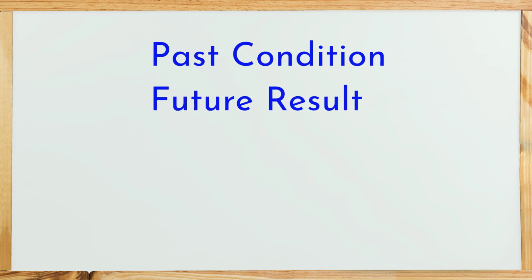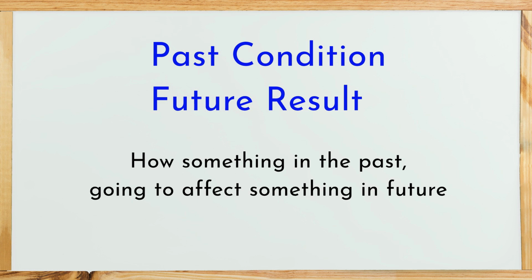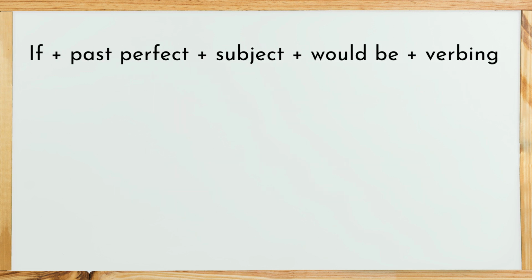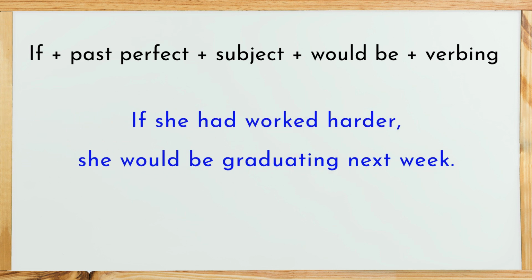The second type we have is past condition, future result. Or we can say, how something in the past is going to affect something in future. For this, we use if, past perfect, subject, would be verb with ing. If she had worked harder, she would be graduating next week. This basically means that she didn't work hard enough, and that is why she is not graduating next week.